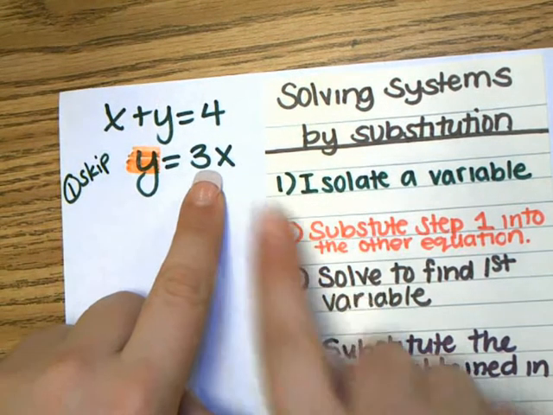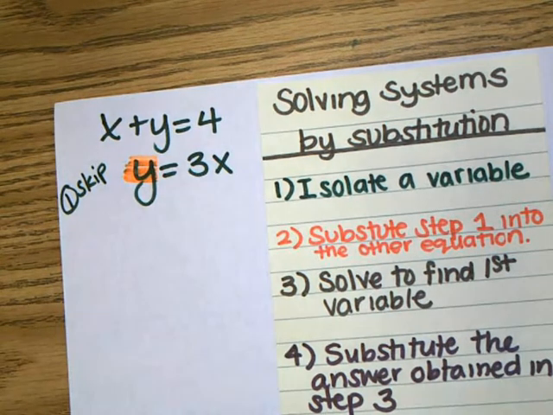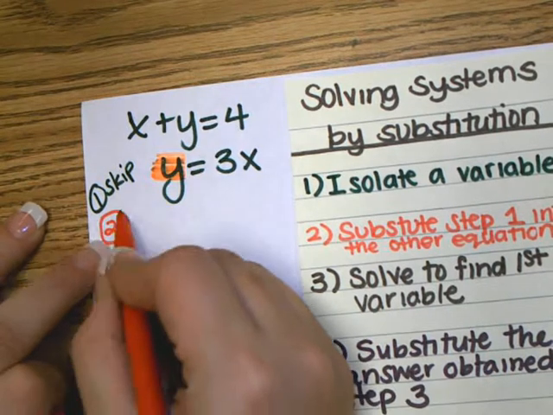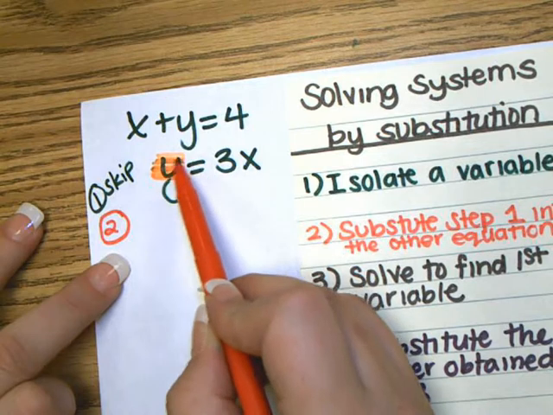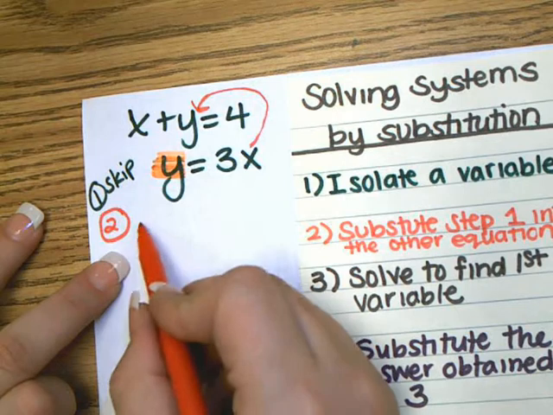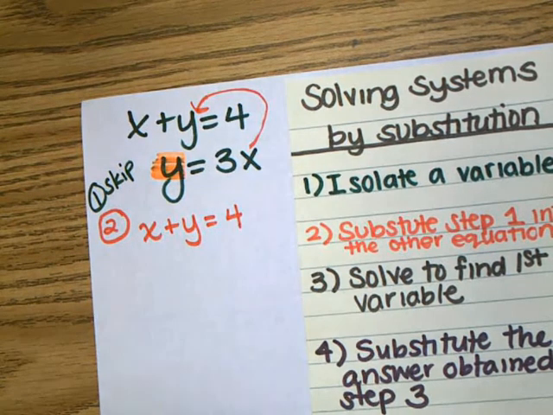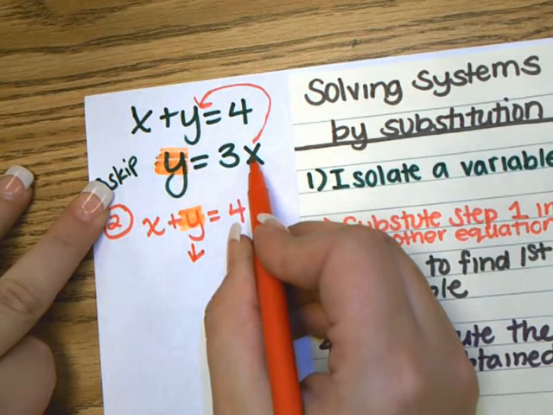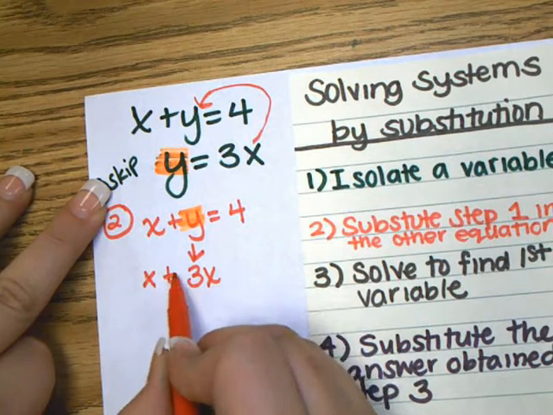So step 2, you're going to take this and substitute this value into the other equation. So step 2, I'm going to take this equation. It is very helpful if you highlight or somehow circle it so that you know this is the equation we're plugging into this equation. So I'm going to take x plus y equals 4, and I am going to take out the y, and I'm going to plug in 3x for y there. Everything else gets brought down.